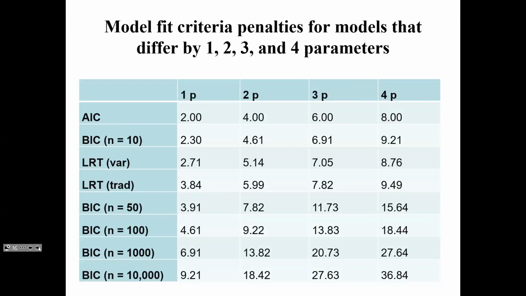BIC with an N of 10. So you could imagine now that I have an N of 10, where I'm using the number of clusters, let's say, instead of the number of people, and I have a small model.